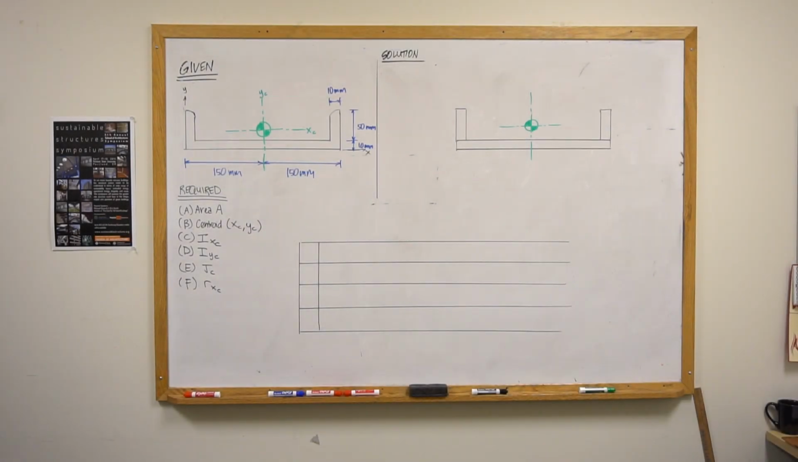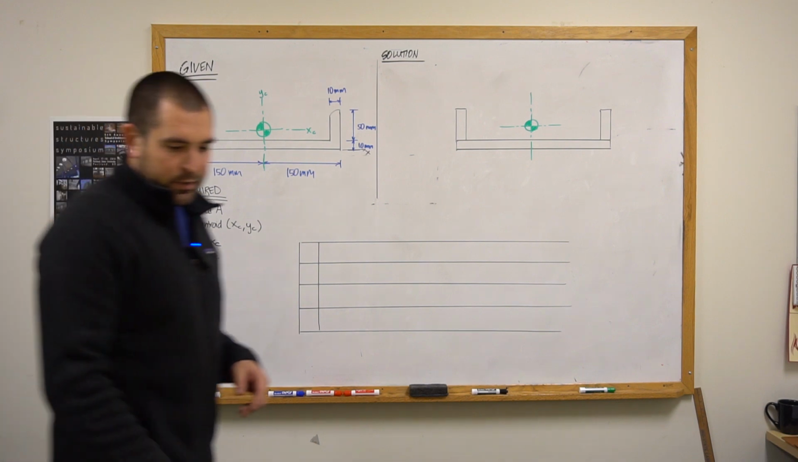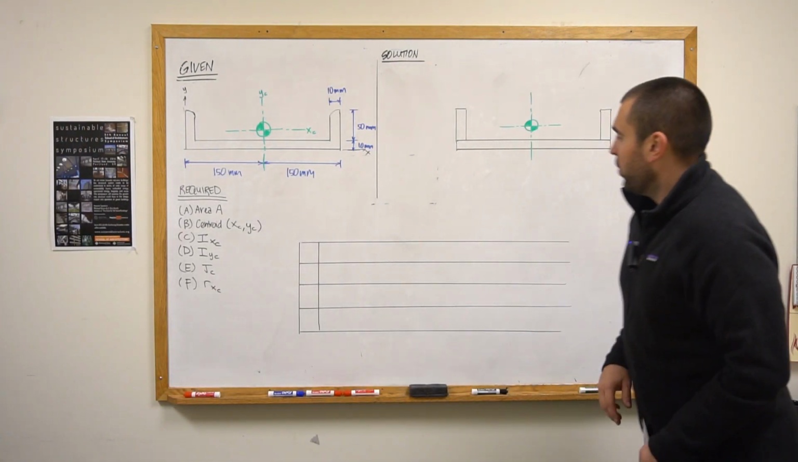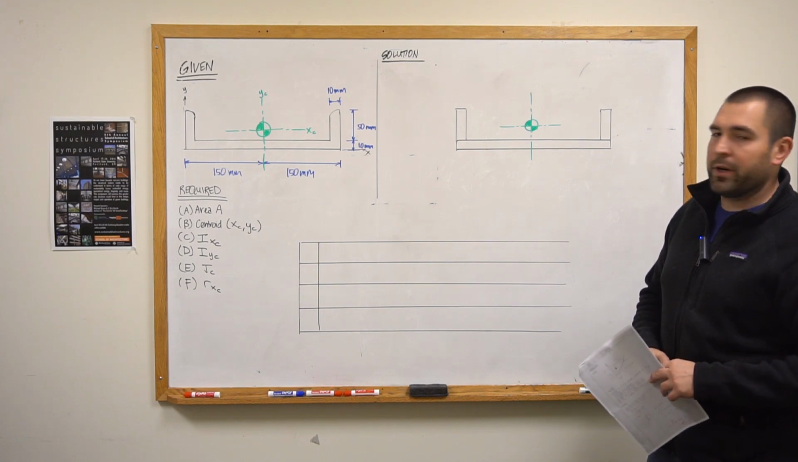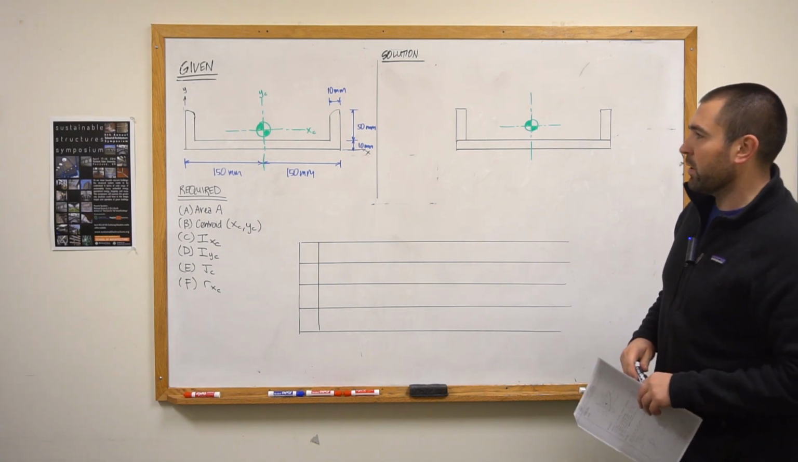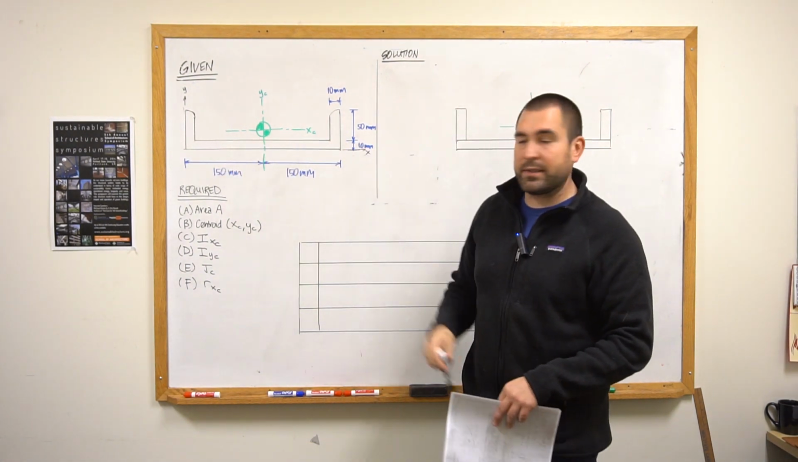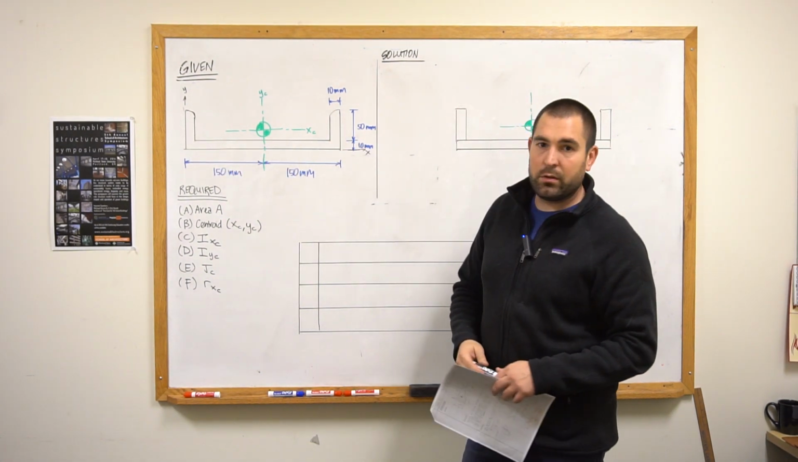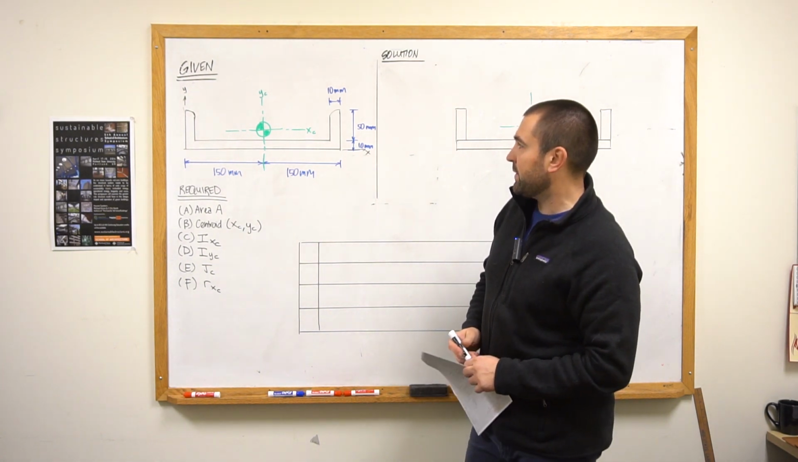All right, so let's take a look at the second example problem for the Centroids and Moments of Inertia lecture. We've got a simplified shape here compared to the parabola that we were looking at before. Here we're given a cross-section we call a U cross-section or a channel cross-section. These are relatively common in structural steel shapes.